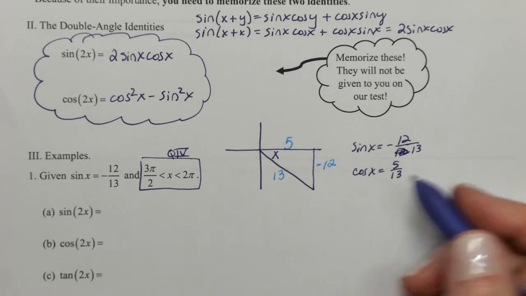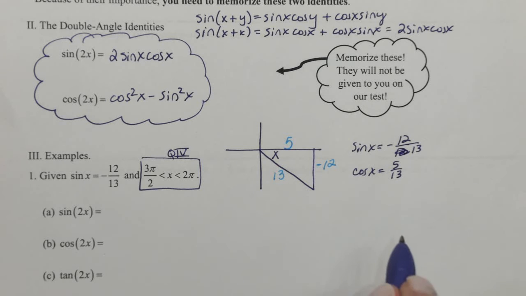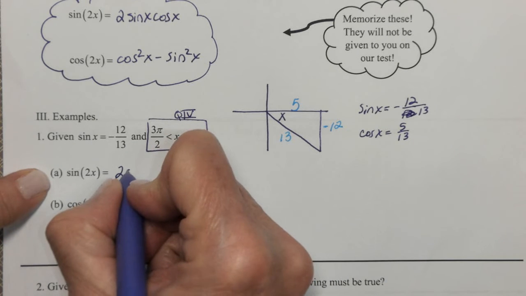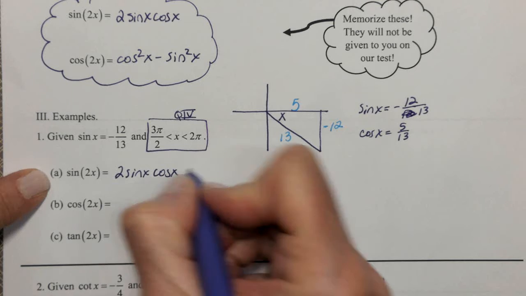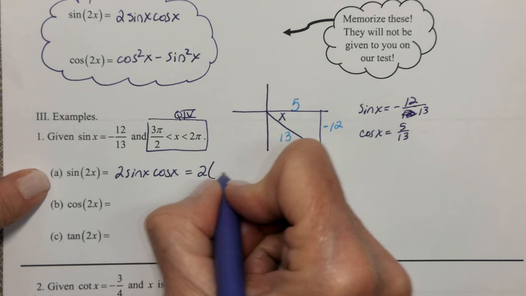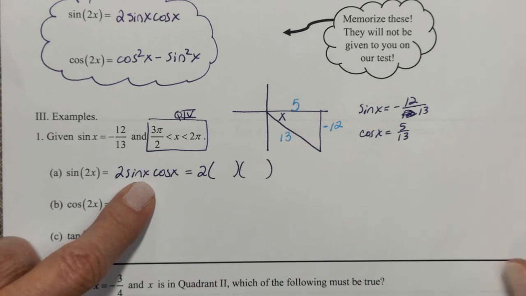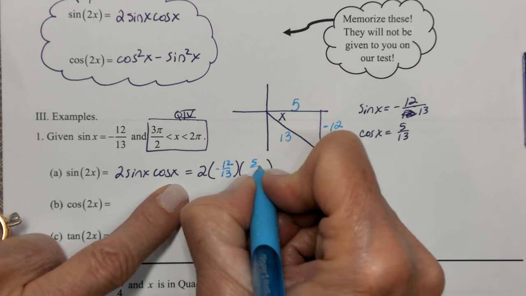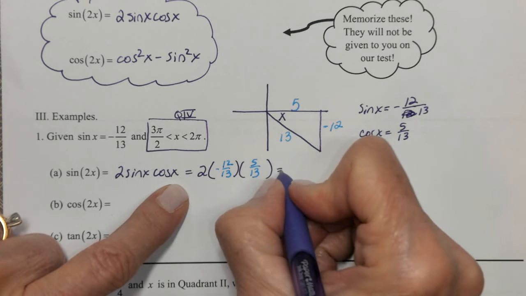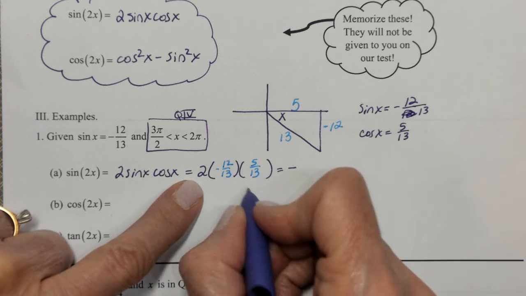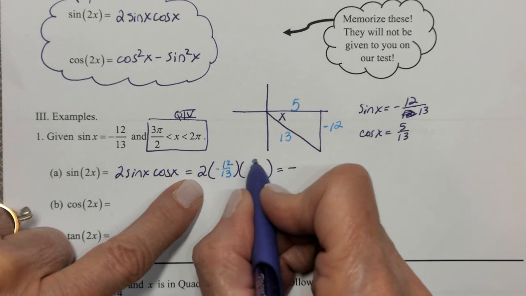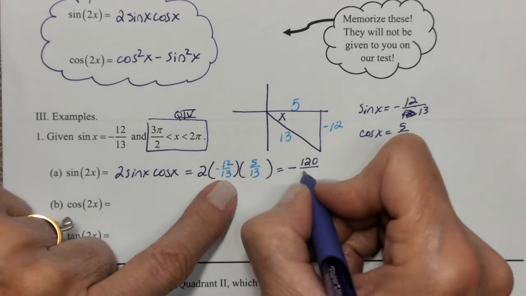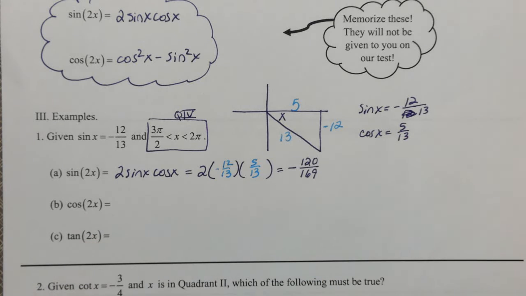And for these, we're not going to need to write what tangent x is. So sine of 2x is 2 sine x cosine x, which is 2 times sine x, negative 12 over 13, times cosine x, 5 over 13. It's going to be a negative. 12 times 5 is 60, times 2 is 120. 13 times 13 is 169. And that's that.